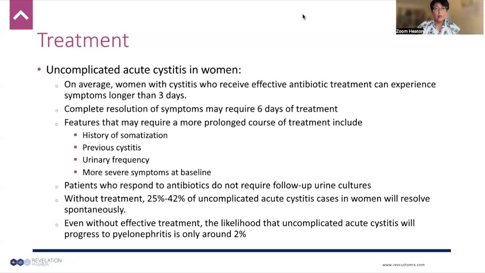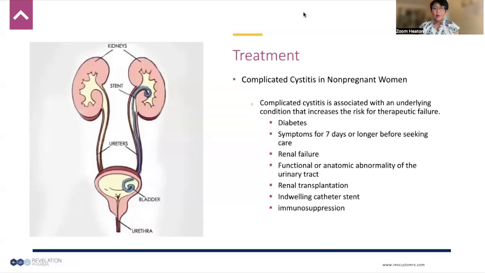And without treatment, 25 to 42% of uncomplicated acute cystitis cases in women will resolve spontaneously. And even without effective treatment, the likelihood that uncomplicated acute cystitis will progress to pyelonephritis is only around 2%, which is low. Complicated cystitis in non-pregnant women.